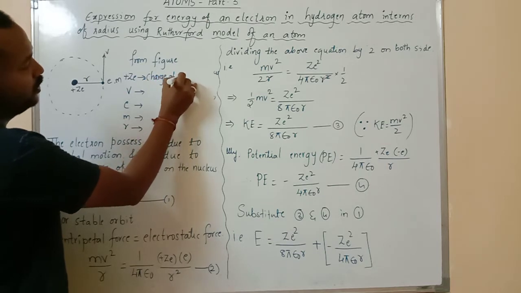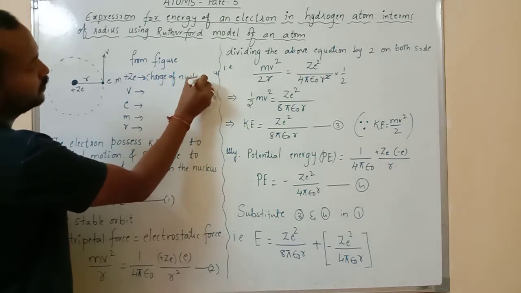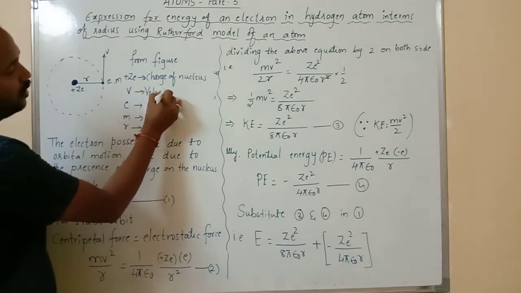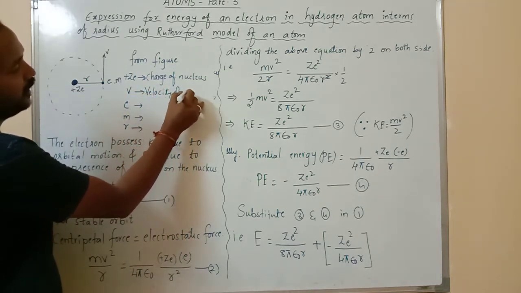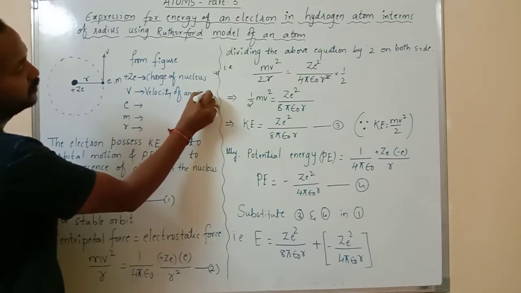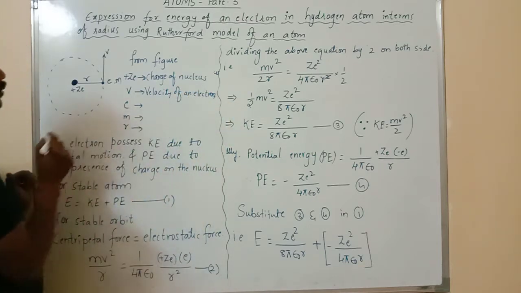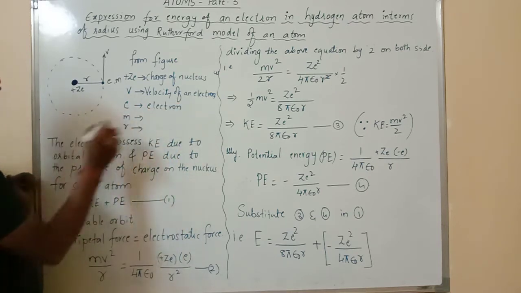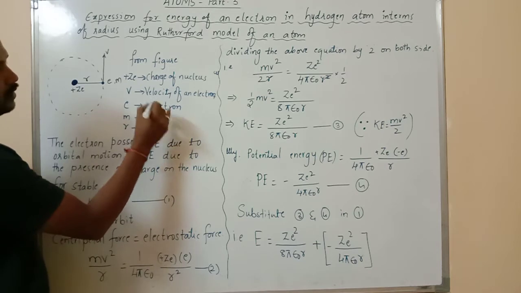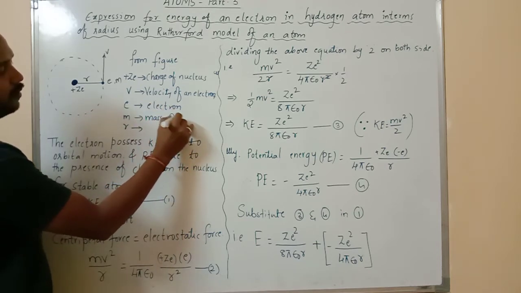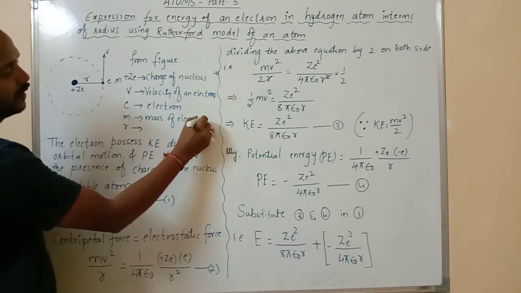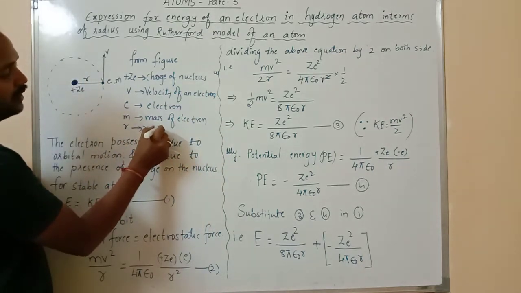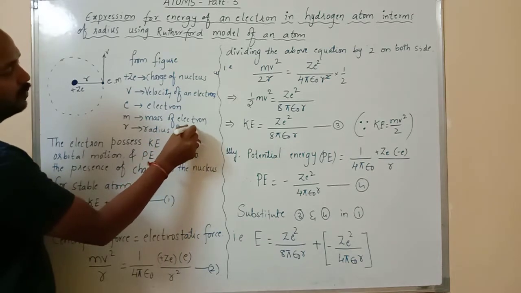Charge of nucleus. And what is v? Velocity of the electron. Correct? Then what is e? Electron in the orbit. What is m? Mass of electron. And r is the radius of this orbit, that is, the radius of orbit.